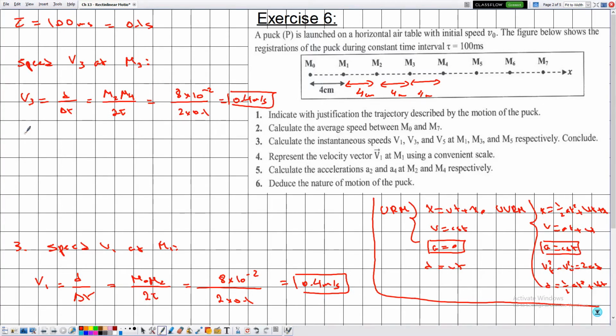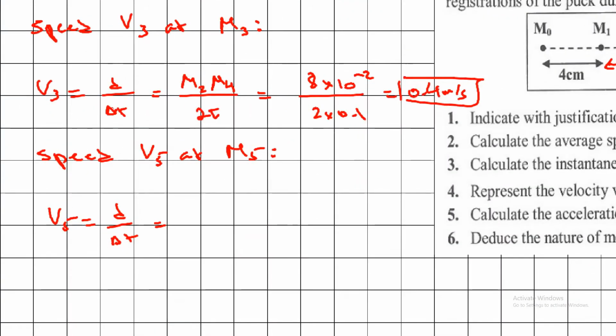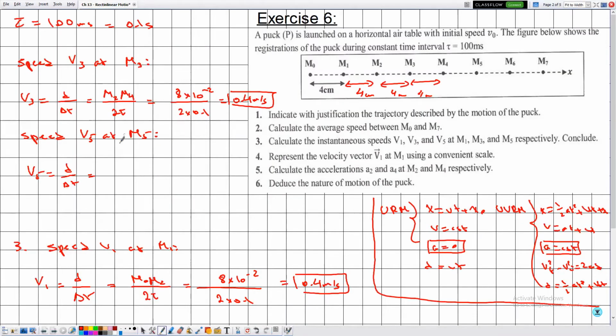Now as for the speed V5 at the point M5, it's given by V5 is equal to d divided by delta t, and you can now notice the pattern. So it'll be given by M4 M6 over 2 tau, so a point before and a point after over 2 tau.